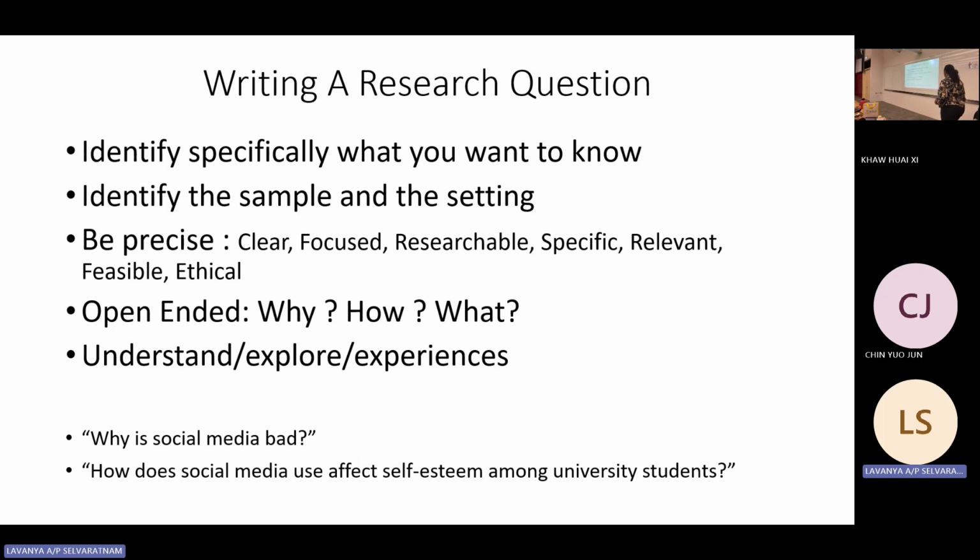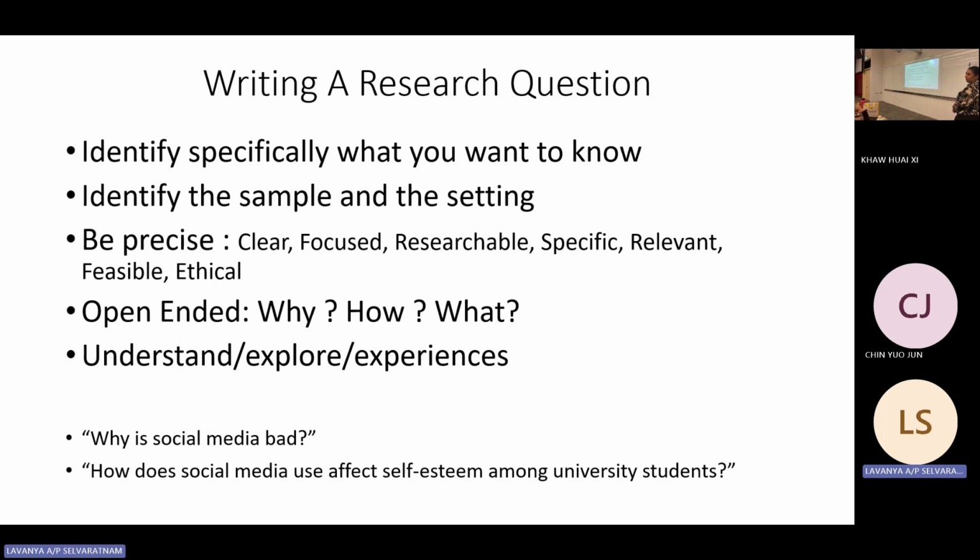So first, writing a research question. What exactly you want to know? What specifically you want to know? Identify the sample and the setting. In what situation, in what context do you want to understand? So be precise, be clear, be focused, it must be researchable, be specific, be relevant, feasible, and ethical.